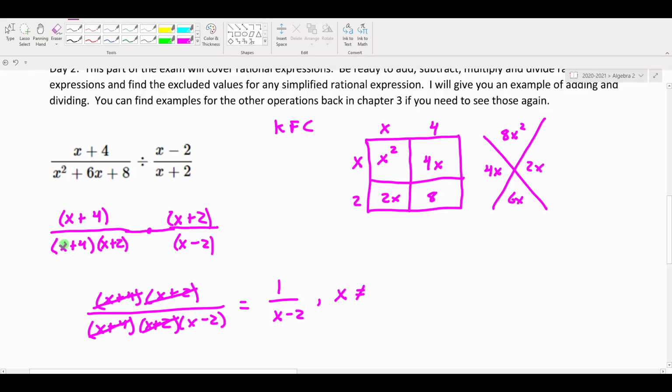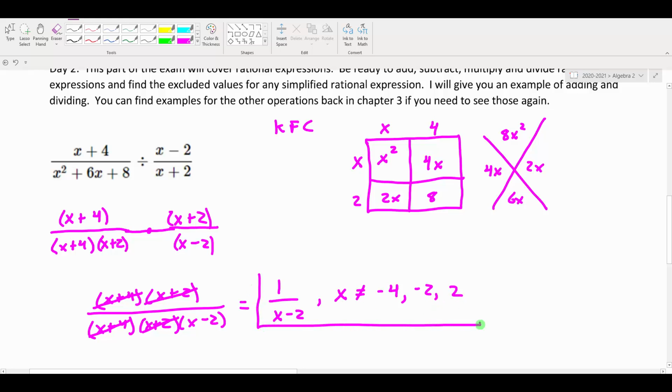Well, that would be -4 because -4 plus 4 makes a 0. So I'm going to exclude -4. Then I look at the second factor here, x plus 2. Right, so -2 plus 2 would make a 0. So I need to exclude -2. And then over here in our last factor that was in the bottom, x minus 2, well, that would be a +2 because 2 minus 2 makes a 0. So I need to exclude +2.